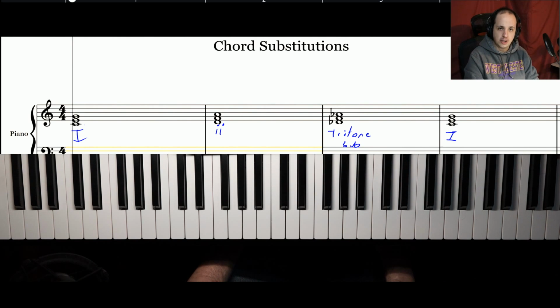Probably a little bit harder to understand than the others, but so long as you just generally understand the concept that you can replace one chord with another chord if they have 2 common tones, that's the most important thing to get.